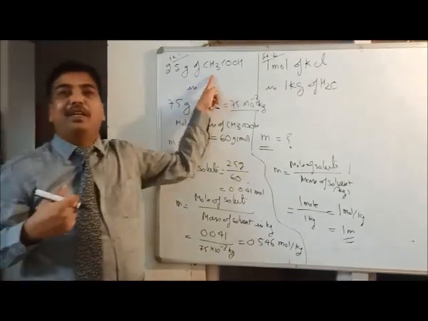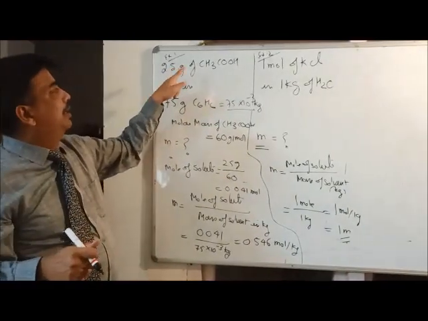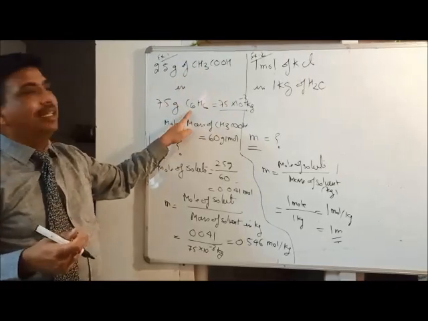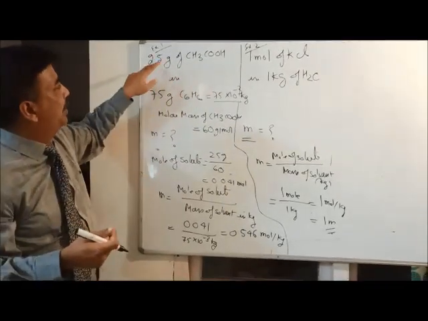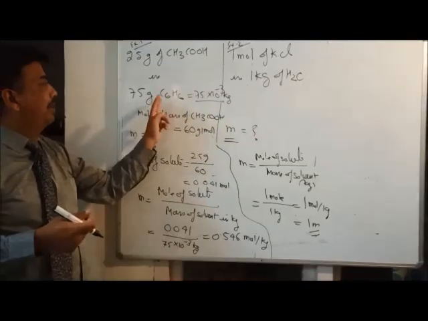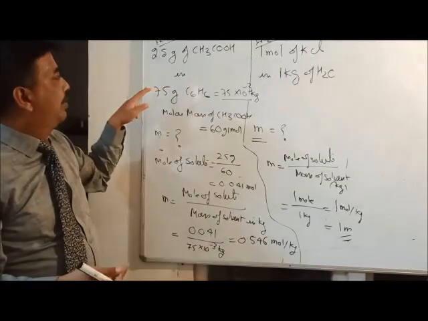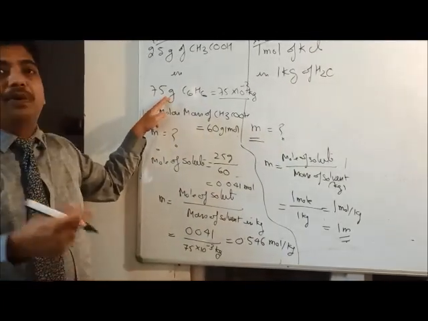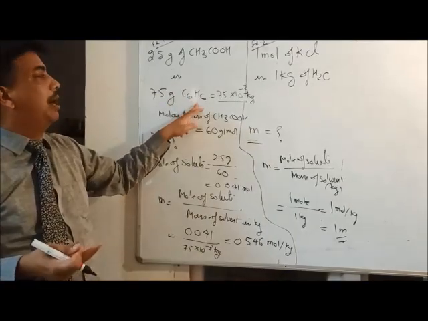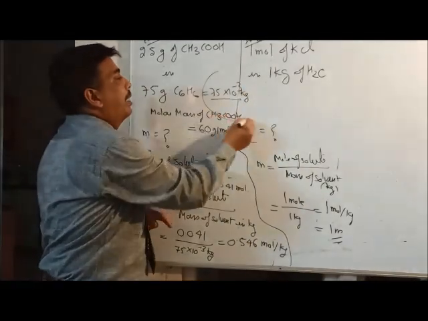And who told me? As you know, as per the definition, the solute is in lesser quantity and the solvent is in higher quantity. So whatever is in lesser quantity, I am taking as a solute, and whatever is in higher quantity, I am taking as a solvent. The mass of solvent as per the formula is supposed to be in kilogram. So we are taking this 75 gram as 75 into 10 raised to minus 3 kilogram here.